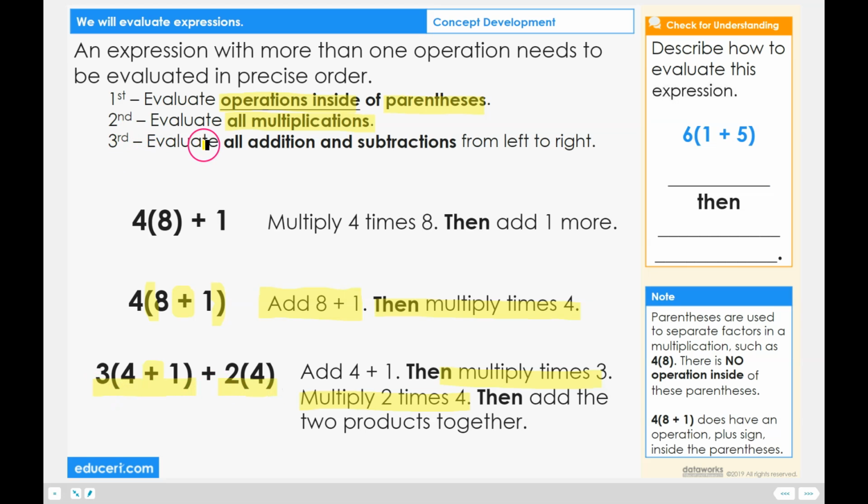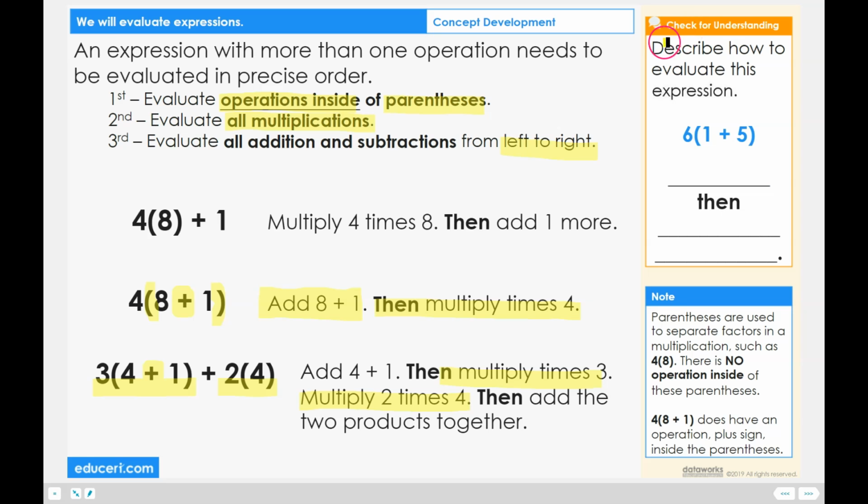Third, evaluate all additions and subtractions from left to right. And we practiced this in our Fluently Add and Subtract lesson, adding and subtracting from left to right. So sometimes you will add first, sometimes you will subtract first.